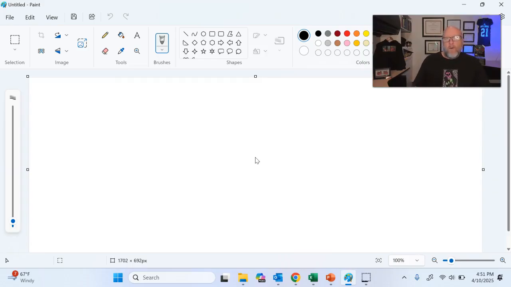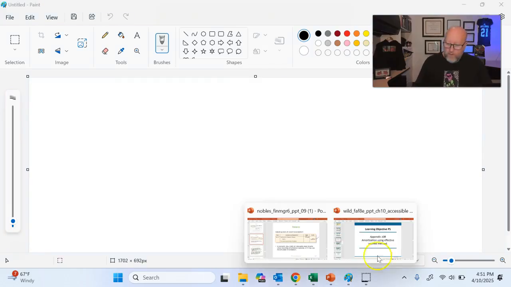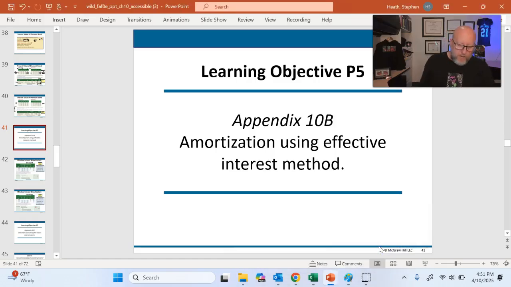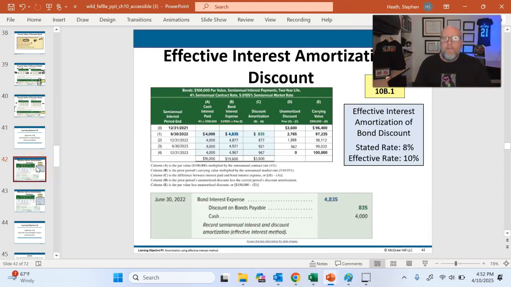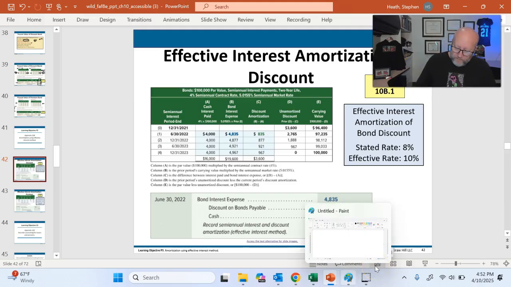Now, an alternative way to calculate interest expense when we pay interest on our bonds is what we call the effective interest method. And the effective interest method is going to be an entirely different approach, okay? So before I dive into PowerPoint slides, or my drawing, I'm not using the PowerPoint slides.